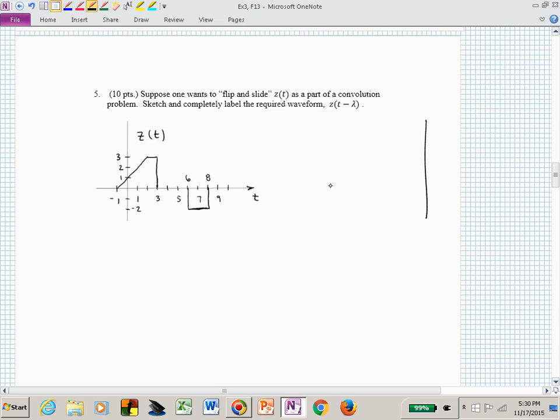In this case, flipping just means spin everything around the vertical axis at, in this case, lambda equal to 0, because I want to end up with z of minus lambda, so that I can eventually come up with z of t minus lambda, where lambda is going to be my variable of integration. Which, if I do that, I hope that you see that this ramp that's going from low to high on z of t at minus 1 is now going to be going in the other direction.